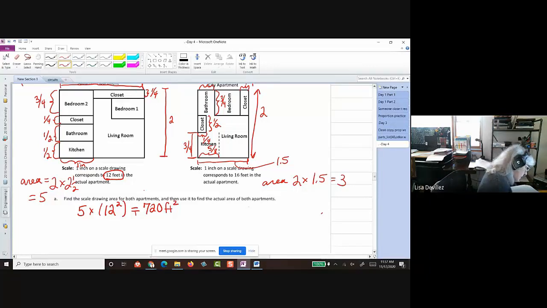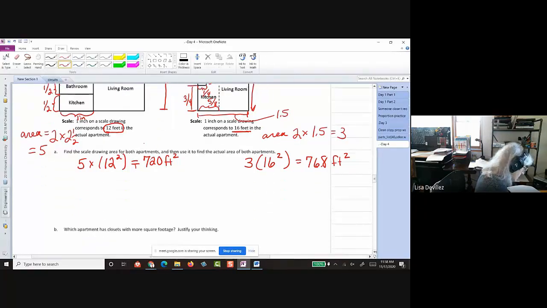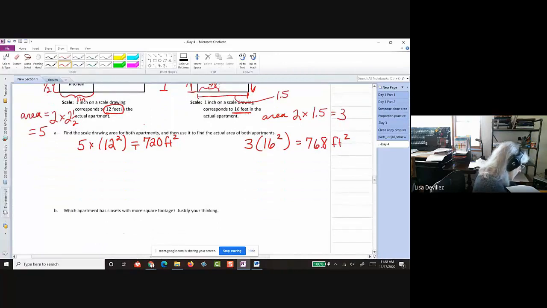And for this one over here, I have 3 times, and this one corresponds to 16 feet. So 3 times 16 squared, I get 768 feet squared. Okay, so one's a little bit bigger. Which apartment has closets with more square footage?